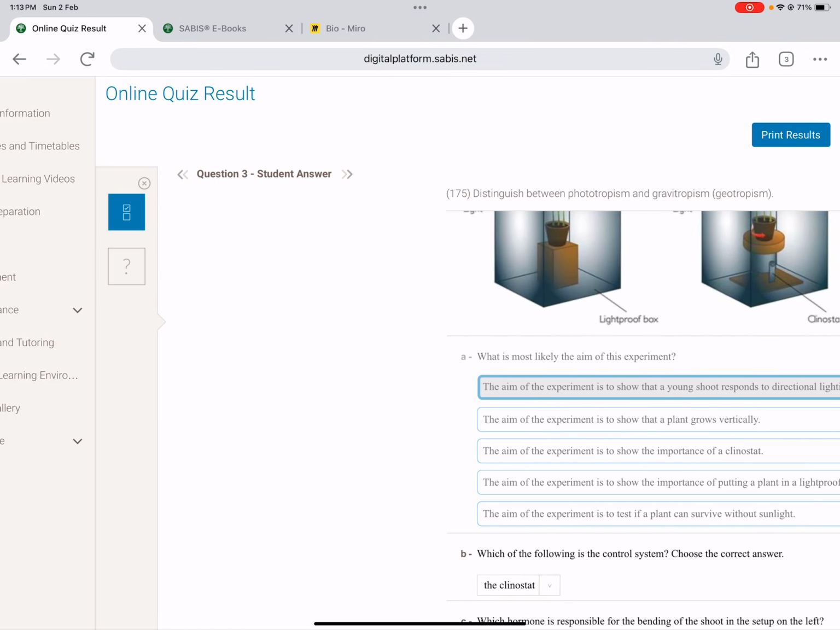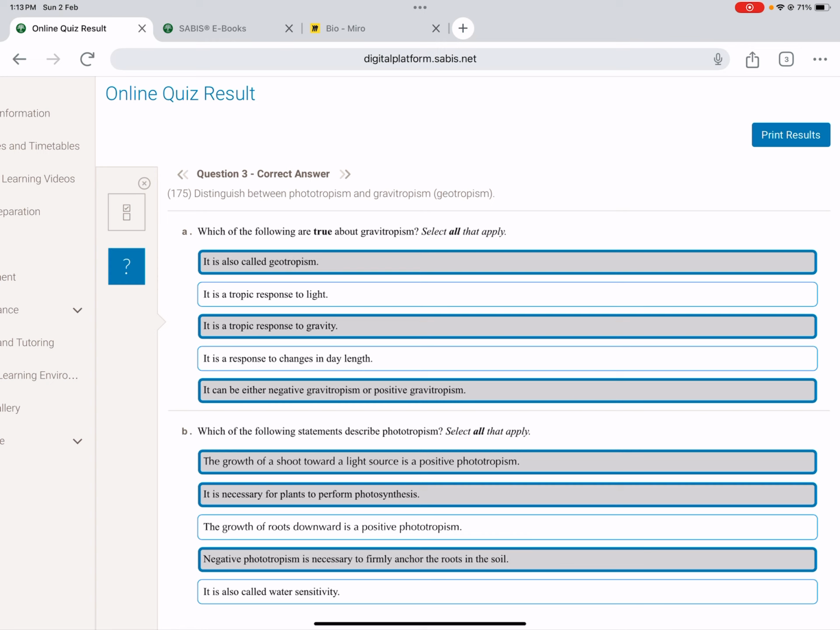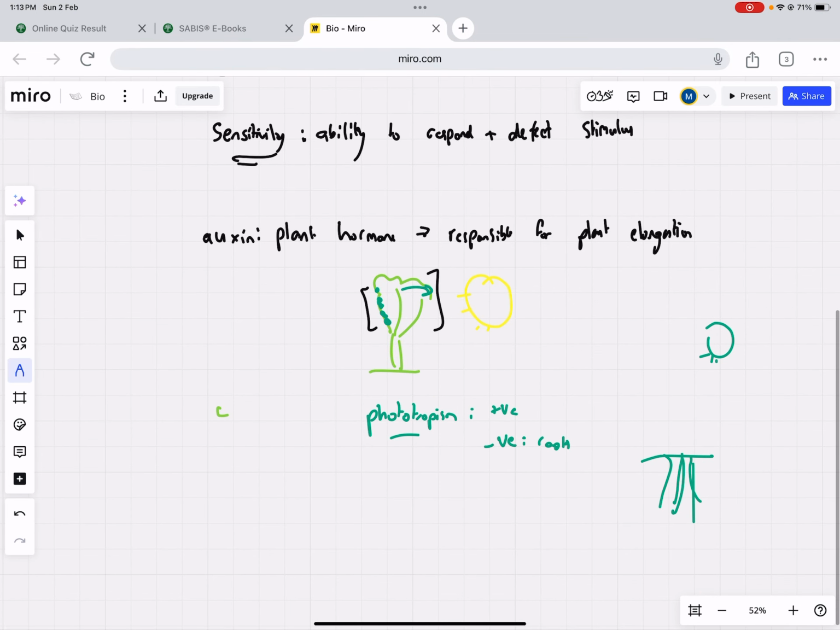Okay, let's go next. Now, gravitropism. The opposite, here phototropism responds to changes in light.